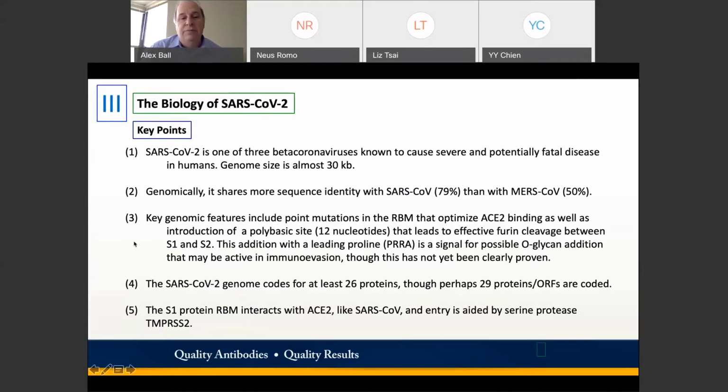the spike protein. In addition, it's thought that there might be some additional O glycan addition, but as we saw, based on various studies, there's either very little or almost no O glycosylation detected on spike. So this remains to be more thoroughly evaluated. The SARS-CoV-2 genome codes for at least 26 proteins, though there does seem to be evidence for as many as 29 overall. The S1 protein receptor binding motif interacts with ACE2 like SARS-CoV, and entry is aided by the serine protease TMPRSS2.